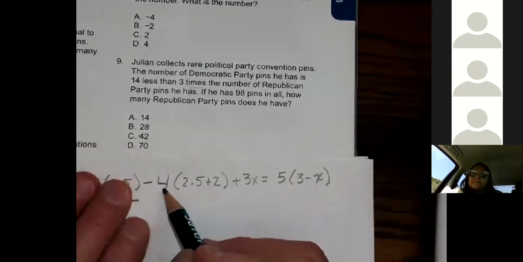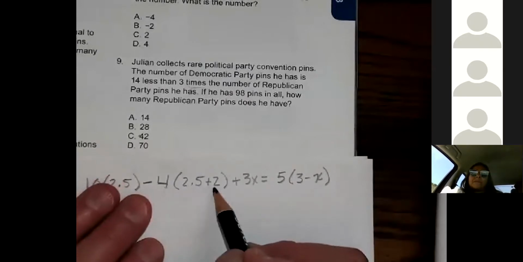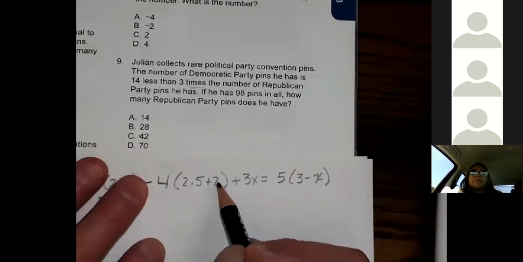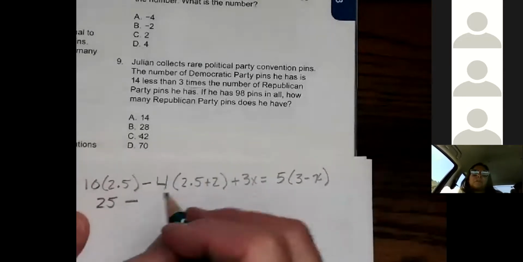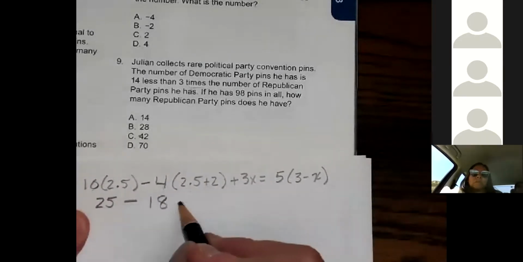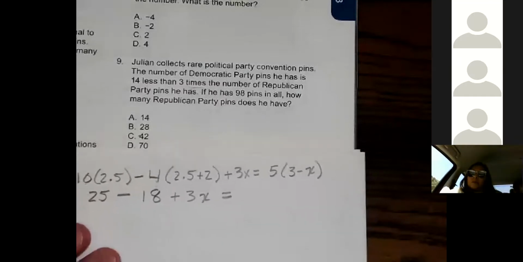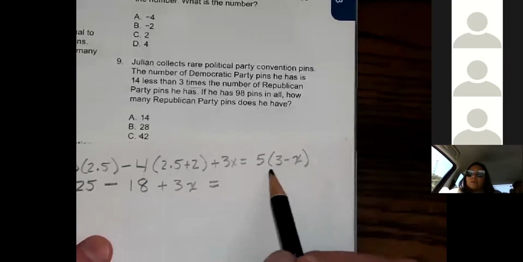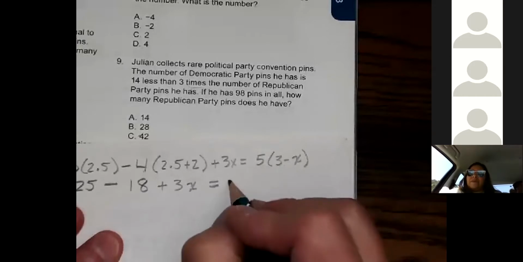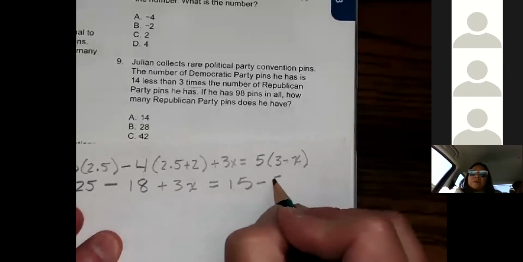Then we're going to subtract 4 times 2.5 plus 2. This 2.5 plus 2 is 4.5. If I multiply 4.5 times 4, 18. While I'm at it, I might as well go ahead and distribute this side. 3 times 5 is 15, and then I'm going to subtract 5 times x.